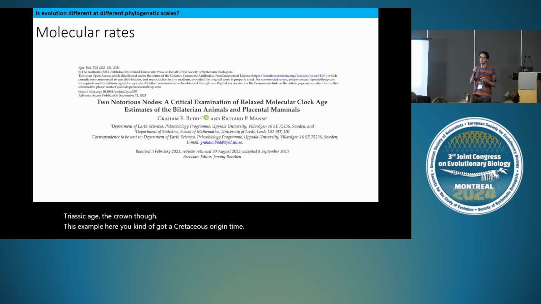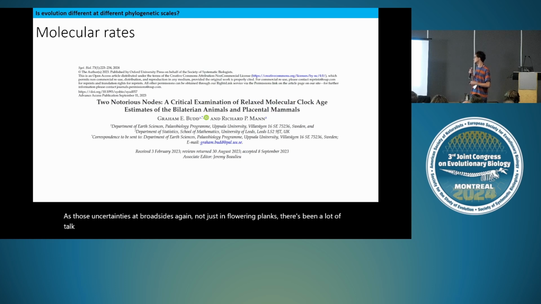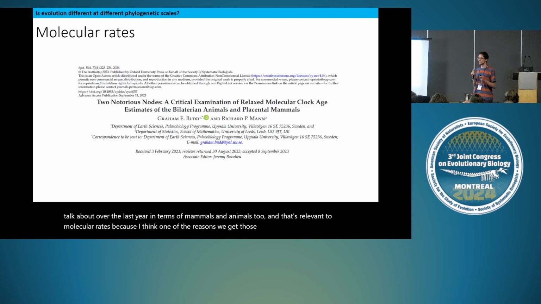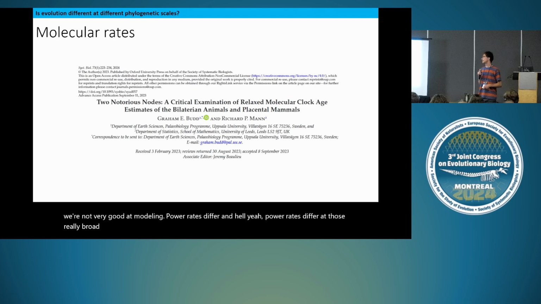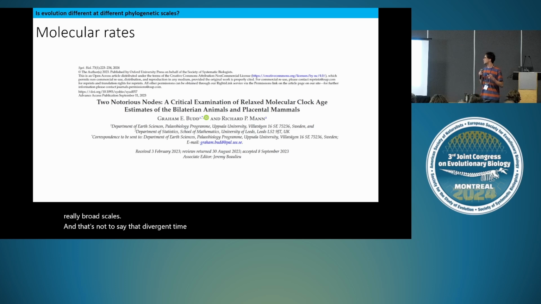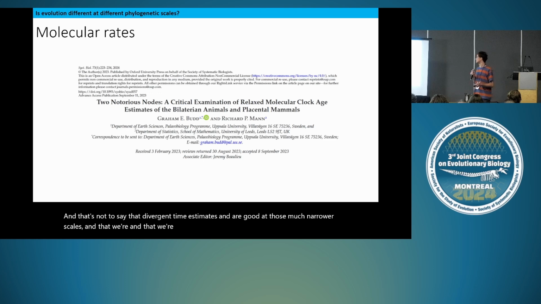And those uncertainties at broad clades are, again, not just in flowering plants. There's been a lot of talk of it over the last year in terms of mammals and animals too. That's relevant to molecular rates, because one of the reasons we get those uncertainties is that we're not very good at modeling how rates differ at those really broad scales. That's not to say that divergence time estimates are good at much narrower scales and that we're modeling rates really well there, but I think the problems are probably a little less profound.